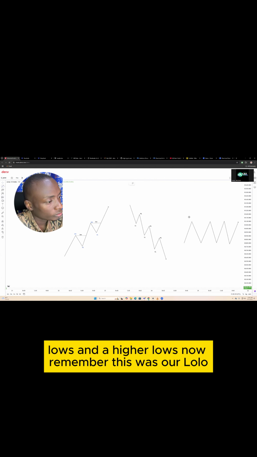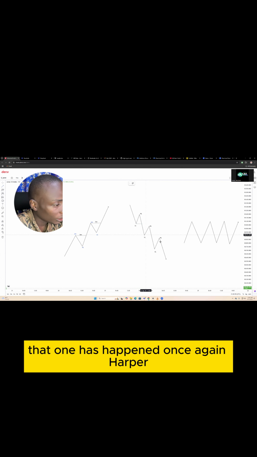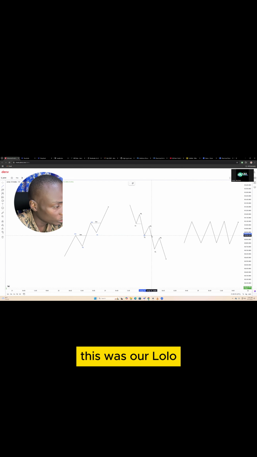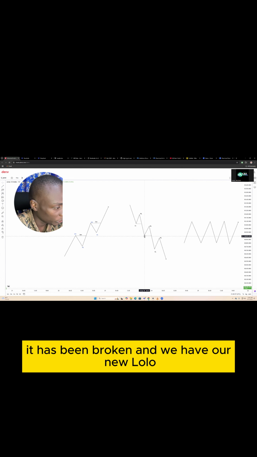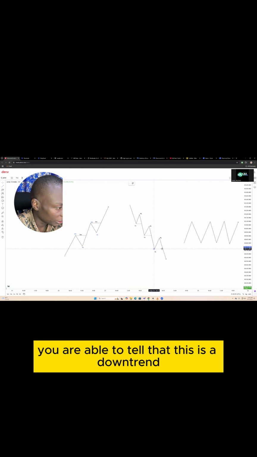Now, remember, this was our lower low, but it has been broken, and we have a new lower low. That has happened once again here. This was our lower low. It has been broken, and we have our new lower low. And just like that, you are able to tell that this is a downtrend.